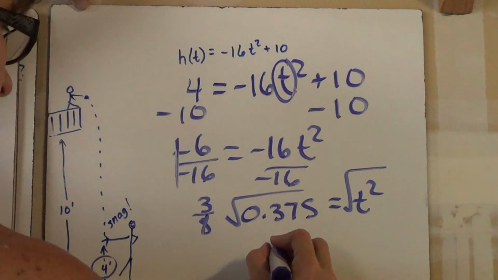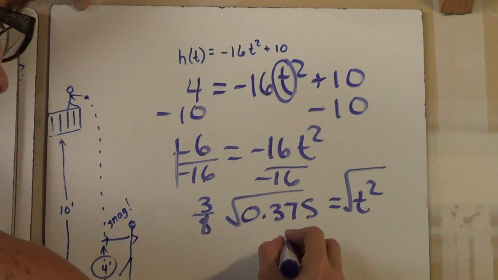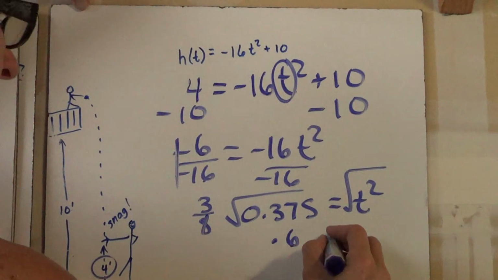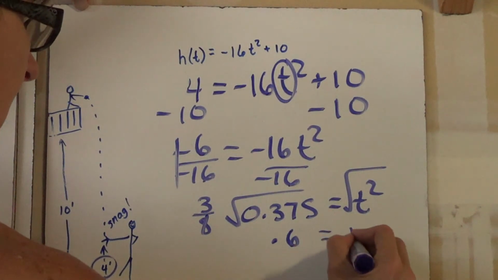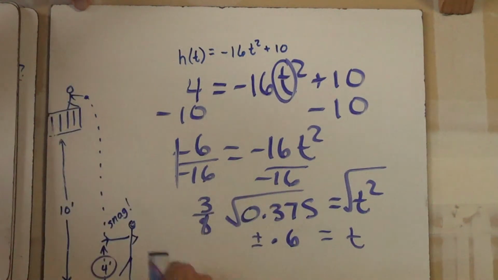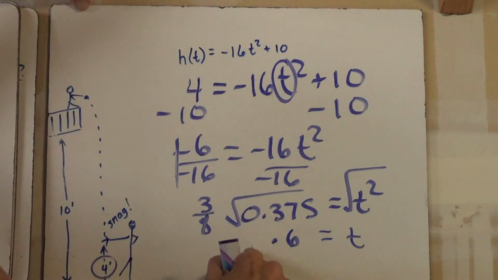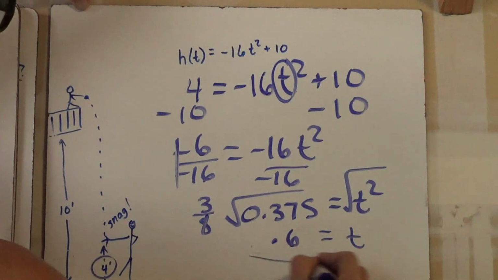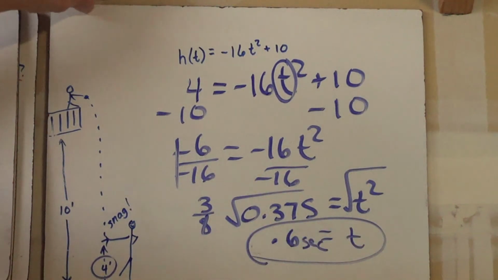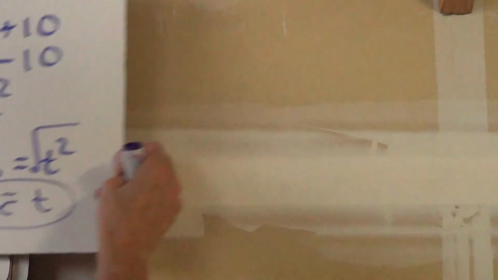That would come out to be about 0.6. Yeah, 0.6 equals t. Now you might be saying, yeah, that should be a plus or minus. Theoretically, yes, but because we're talking time, no, it has to be positive, because that's in seconds. 0.6 seconds. You wouldn't have a negative for time.